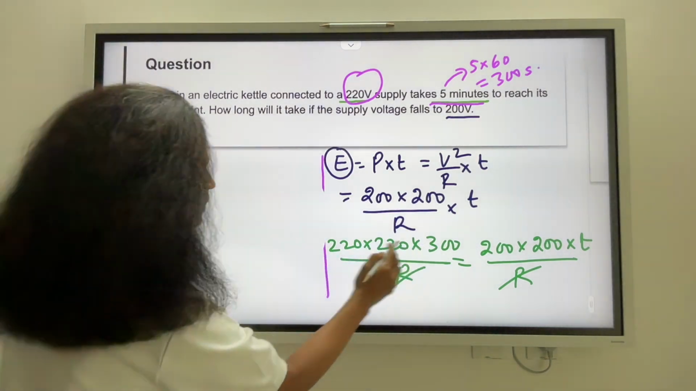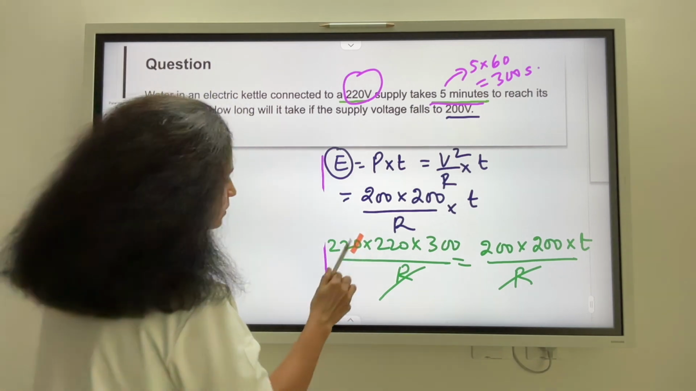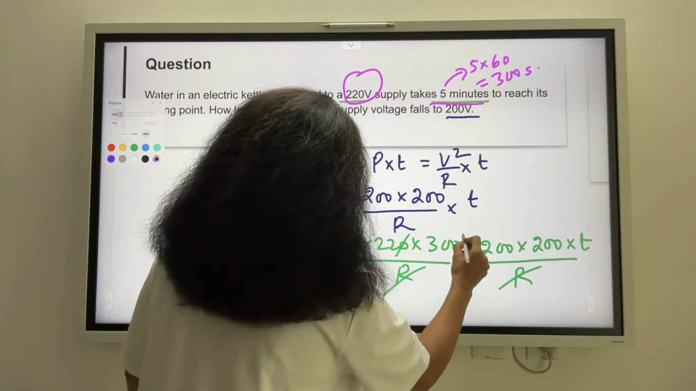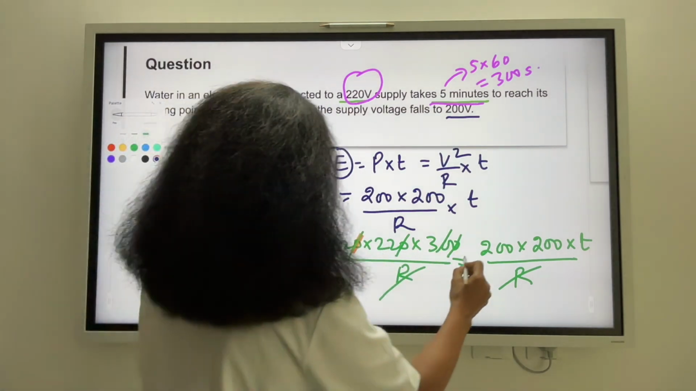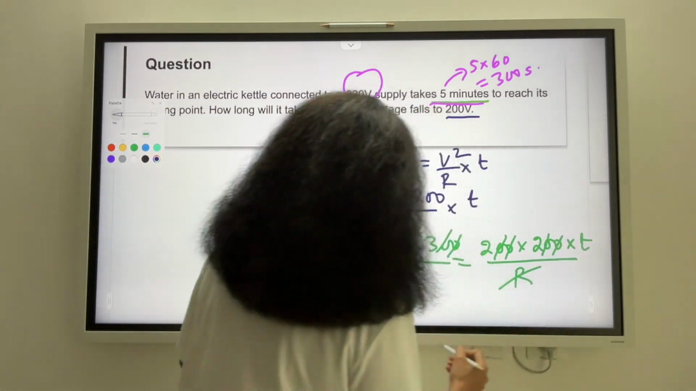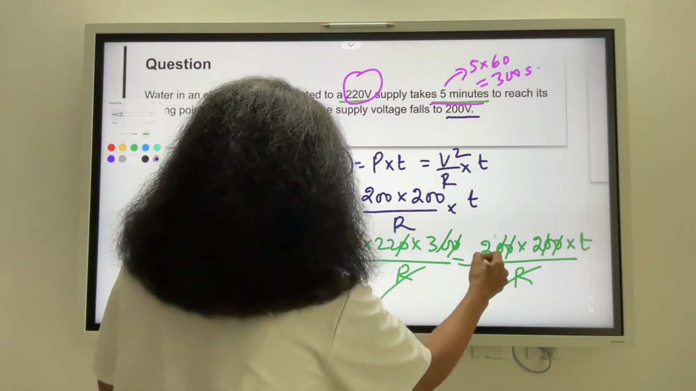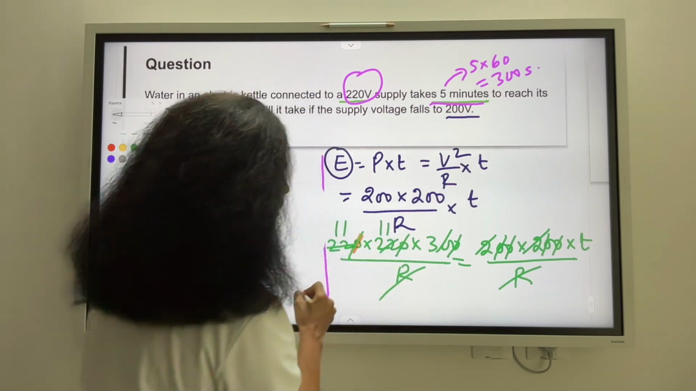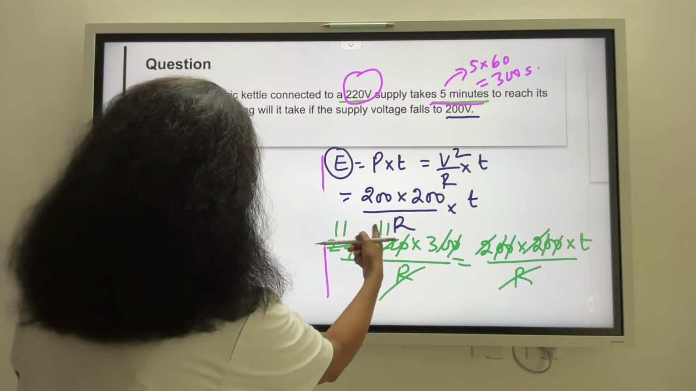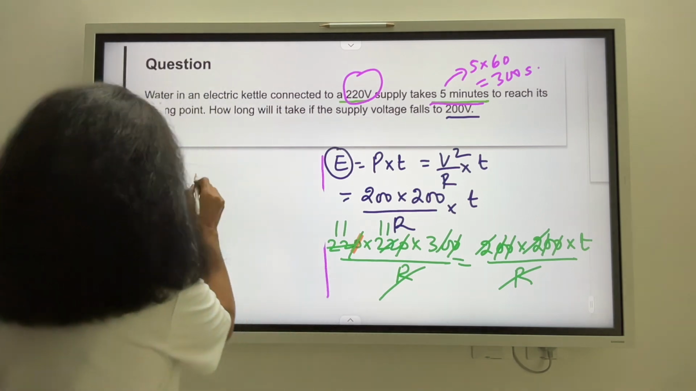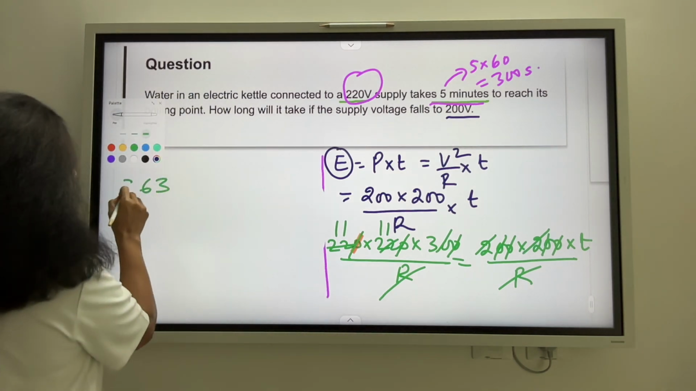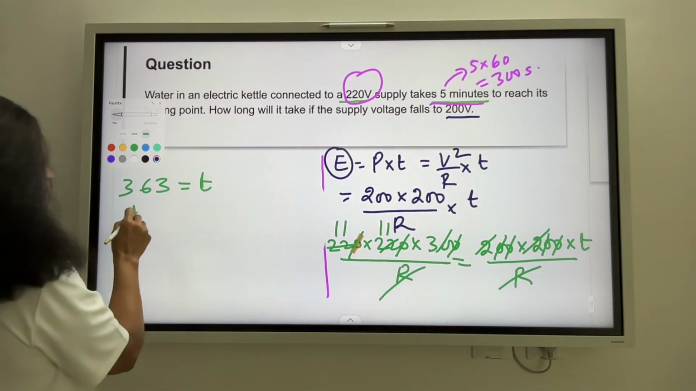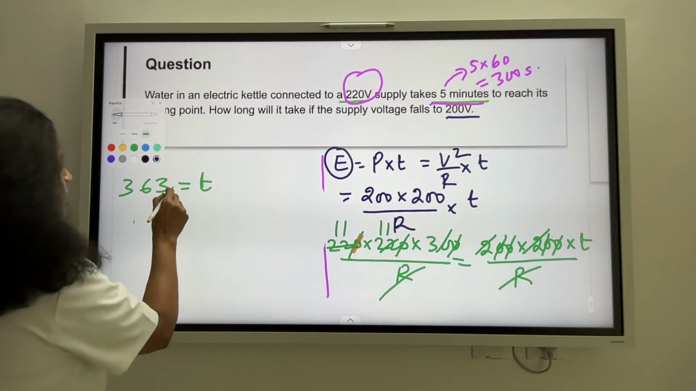So 4 zeros gone. So what do I have? 1, 2, 3, 4 zeros gone. So here I have 2 11s are 121, so I have 121 into 3, 3 ones are 3, 3 twos are 6, 3 ones are 363, is equal to T. So my time is 363 seconds.